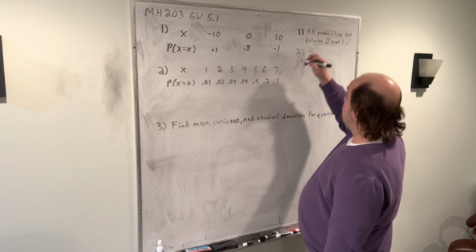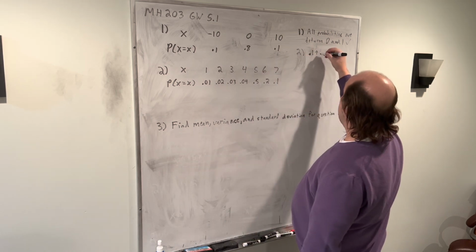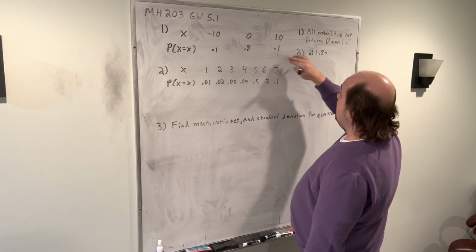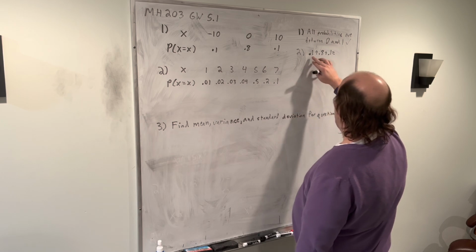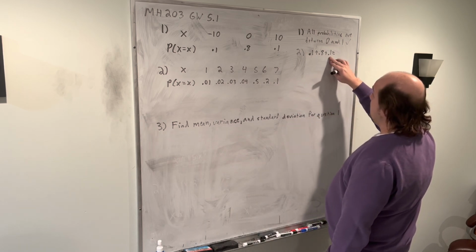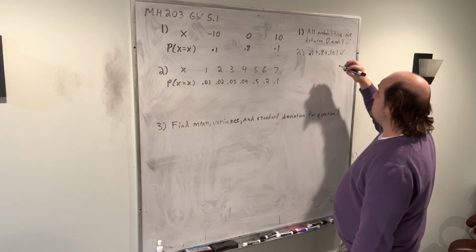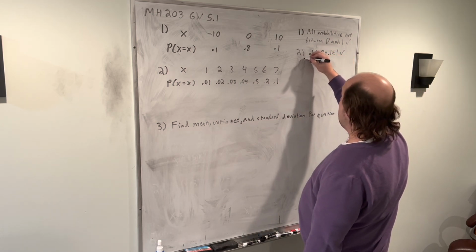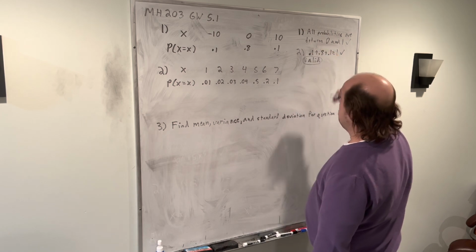Second property is I need to add together the probabilities and see that they equal exactly 1. So the first probability was 0.1. I'm going to add to that the second probability 0.8. And then I'm going to add to that the last probability of 0.1. When I add those together, 0.1 plus 0.8 gives me 0.9. Plus 0.1 does give me 1. Both of the properties are correct here, which means the overall probability distribution is valid.